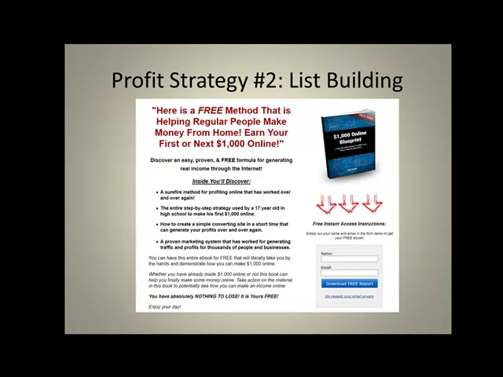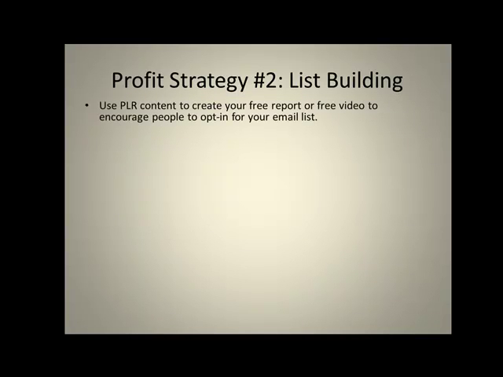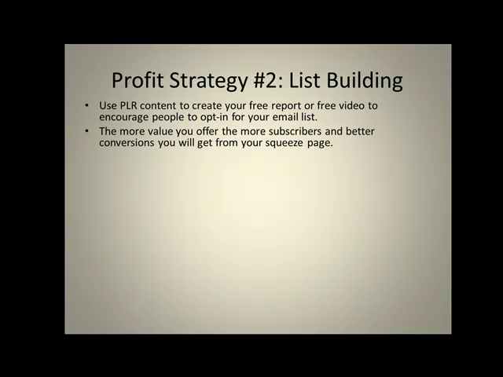The key thing is to have a nice headline on your squeeze page, and have good bullet point sequences so people can go through there and check out what's in it for them for getting onto your email list, and that's important. So using private label rights for list building, for creating your incentive offer, is absolutely huge. You can use it for your free report or your free video to encourage people to opt in to your email list. Again, the more value you offer, the more subscribers and better conversions you'll get from your squeeze page.